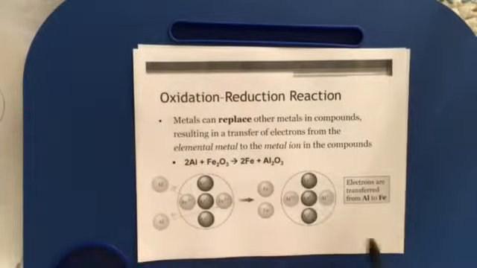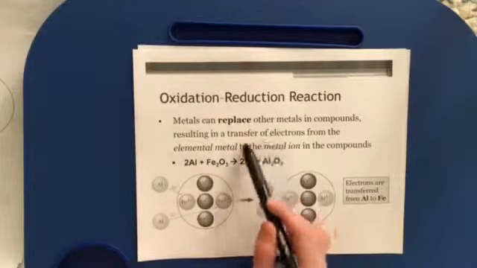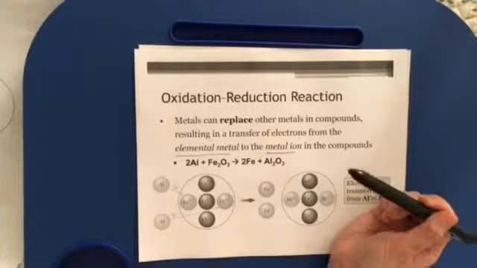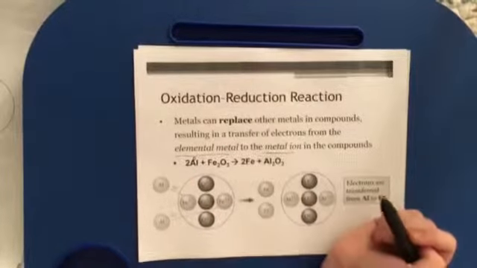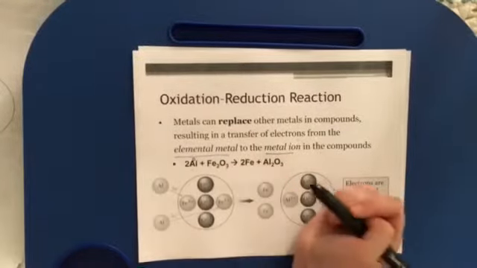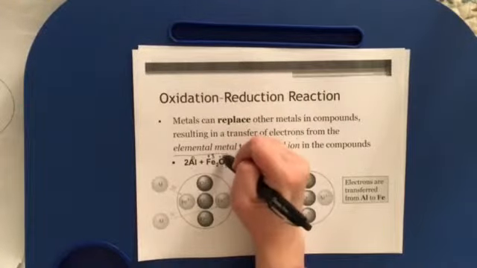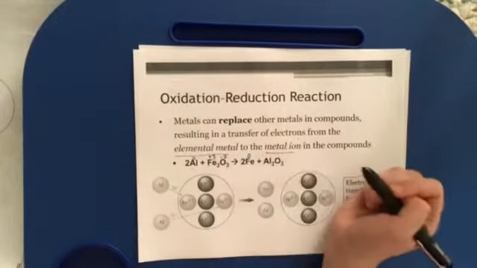Another type of oxidation reaction is when metals replace other metals in compounds, resulting in transfer of electrons from the elemental metal to the metal ion. So for example, if we've got aluminum here that's a 0 charge, it's neutral. We react with iron oxide. Here, iron's got a +3, oxygen's -2. On the opposite side here, you've got neutral iron.